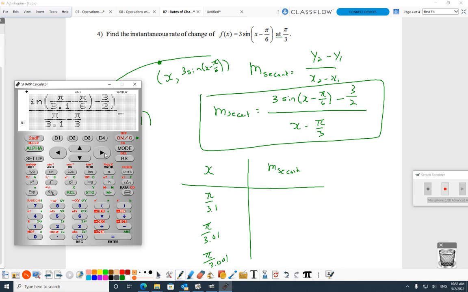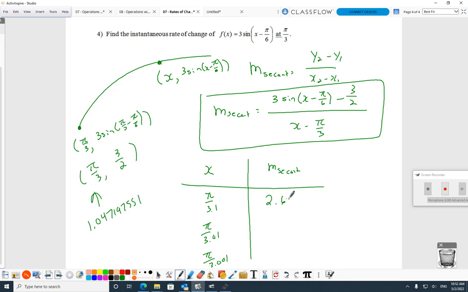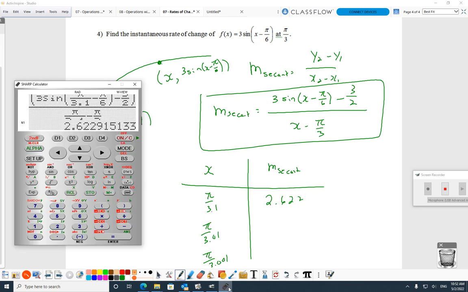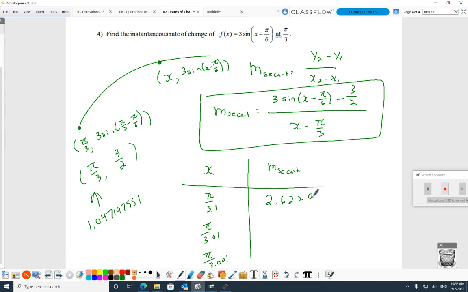Looks pretty good. Equals. You type it in, see if you get the same as me, 2.622915133. Did you get that? Did you type it in? Who typed it in? Cameron, did you get this? Yeah, okay.